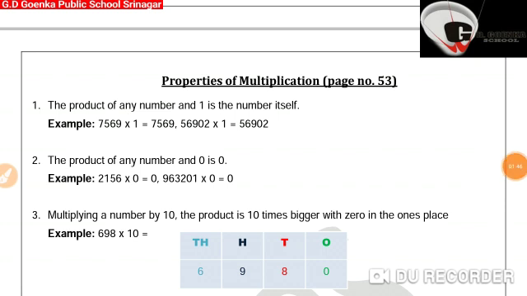Now we'll study the properties of multiplication given on page number 53 of your math side book. The first property is the product of any number and 1 is the number itself. That is, when we multiply a number with 1, we get the number itself. For example, 7569 multiplied by 1, their product is also equal to the same number, that is 7569. The second property is the product of any number and 0 is 0 itself. That is, when I multiply a number with 0, the product is 0. That is, 2156 multiplied with 0 is equal to 0.